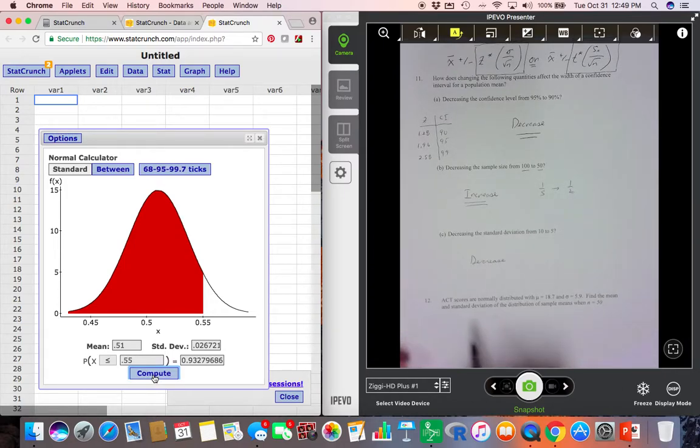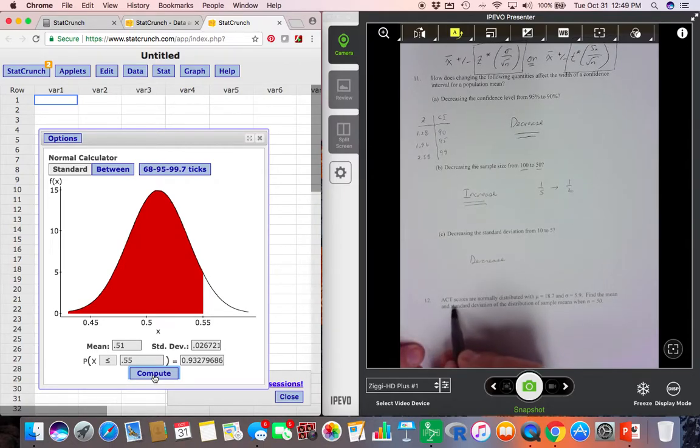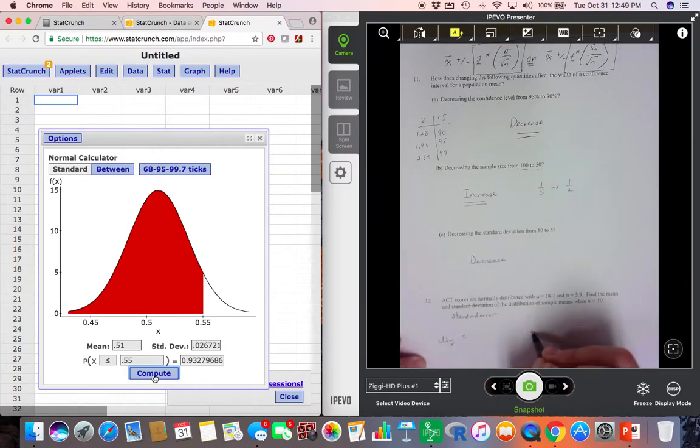All right, gang, final question. ACT scores are normally distributed with mean 18.7, standard deviation 5.9. Find the mean and standard deviation of the sampling distribution of sample means when n is equal to 50. Actually, we should say not the standard deviation, but the standard error. The standard error is the standard deviation of the distribution of sample means. So guys, ultimately we're asking, what is mu sub x bar? And what's sigma sub x bar?